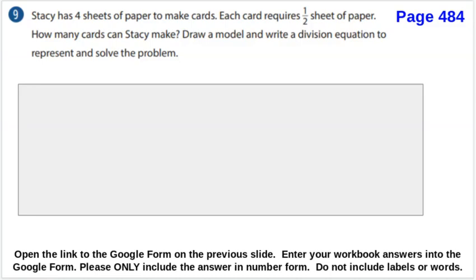So, this problem is talking about Stacy, and she wants to make some cards. She's going to be splitting up each piece of paper in order to make cards. So let's talk about mathematically what we know. We know Stacy's going to start with 4 sheets of paper, and then she's going to cut each sheet into a half sheet of paper to make a card. And you're being asked to figure out, well, how many total cards can Stacy make? So let's take a look.